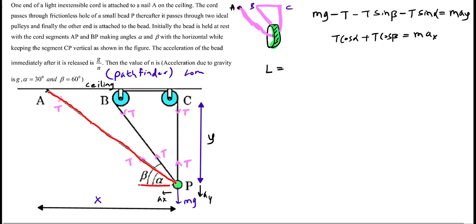Its x component, how much will it be? Sorry, this is x. Then what should this length be? It should be x cos alpha. This is x, and this will be beta. So therefore this length should be x cos beta.